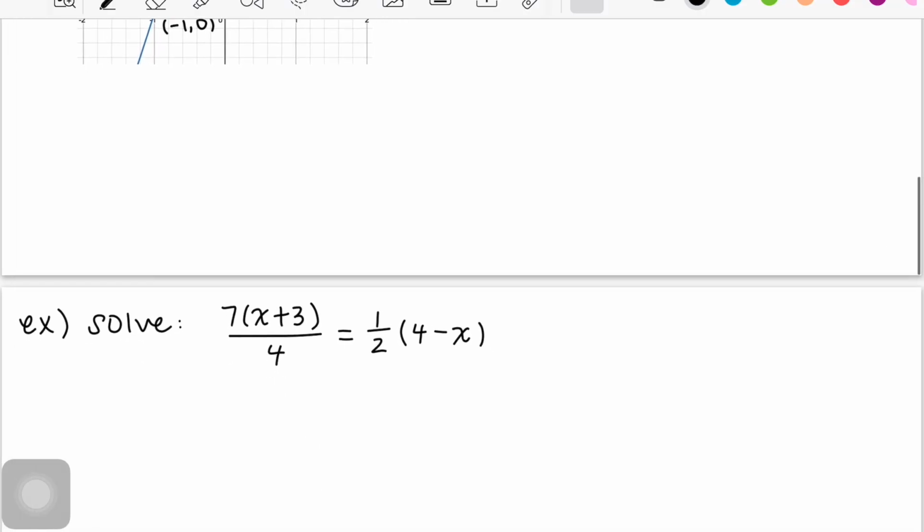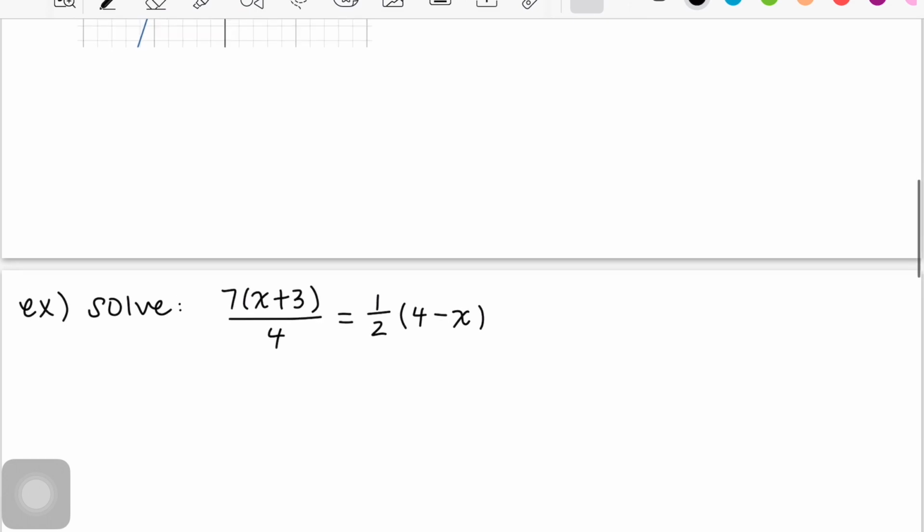All right. So for this example, what we want to do is solve this linear equation. And what we mean by that is to solve for x. So we'll do some algebra here. First thing we'll do is multiply everything out, simplify, see if anything cancels. So the first thing I'll do is distribute the 7 to x and 3. So we get 7x plus 21. 7 times 3 is 21. And we're still dividing by 4.